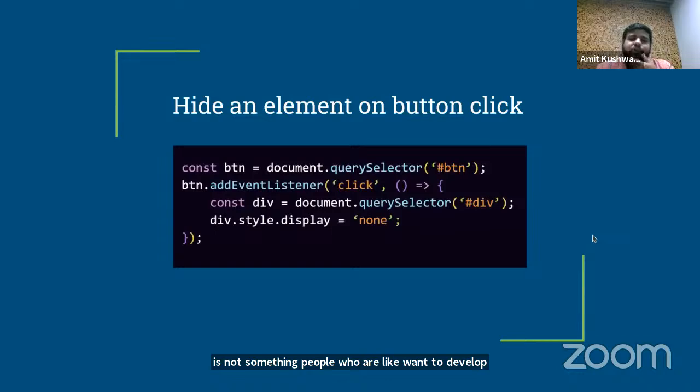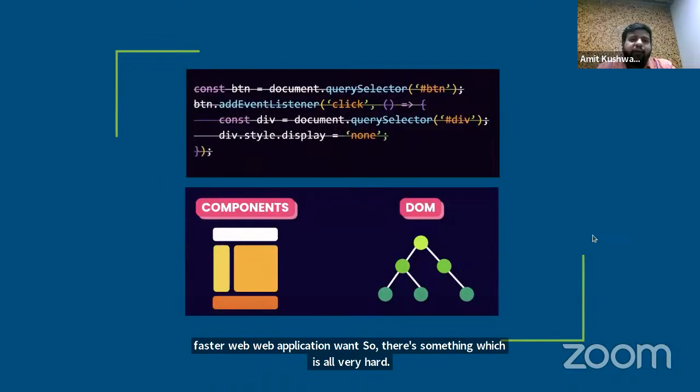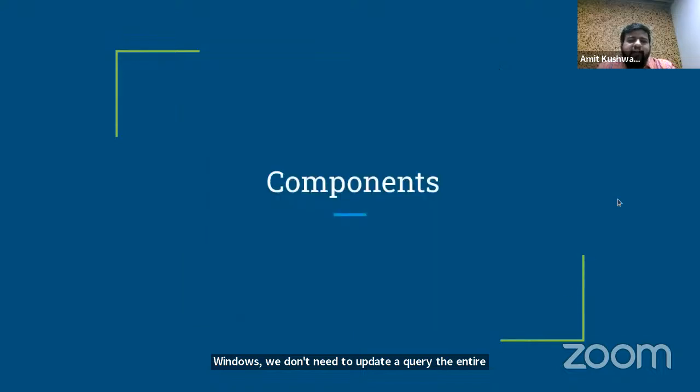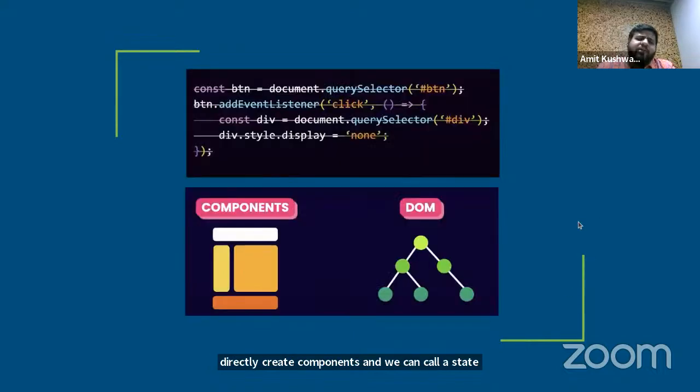So this is something which is solved by React. In React, we don't need to write this entire code. We don't need to update or query the entire document object model. What we can do is directly create components and use a state, and whenever that particular state is changed, that particular portion of the DOM is updated. What React does is it creates a copy of the entire DOM, which is called a virtual DOM, and it will only change that particular portion of the DOM which is interacted with by the user, which the user wants to change.